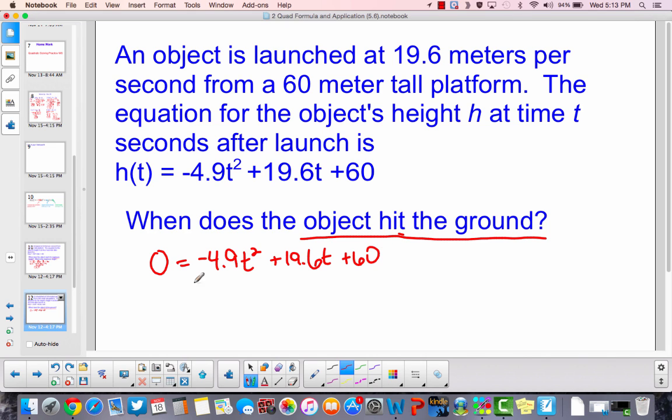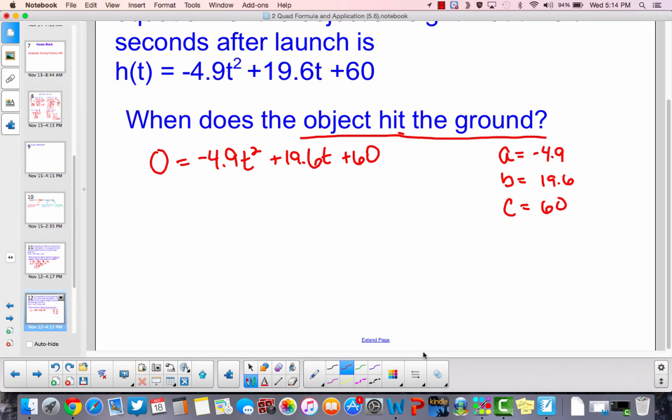Now, in the past, what we've done is we've looked for a GCF. 4.9 comes out of this, and it comes out of this, but if I divide 60 by 4.9, it does not factor out. I can't factor it, so my only option is to use the quadratic formula. So identify your A, your B, and your C. A is negative 4.9, B is 19.6, and C is 60. Now we're going to plug it in to the quadratic formula.